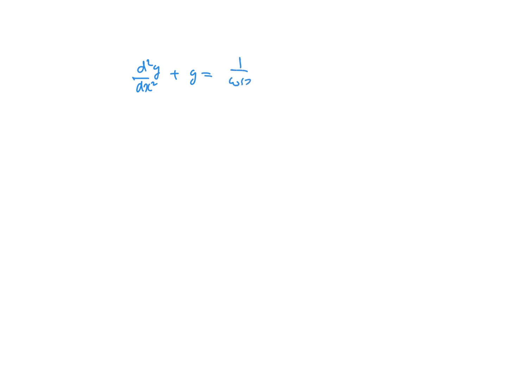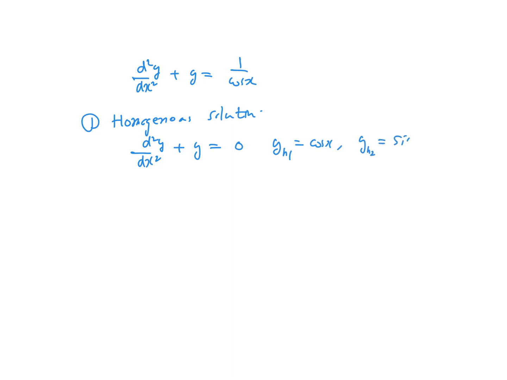Okay, 1 over cosine x. This is one of my favorite examples. You still need the time? So part 1, homogeneous. This case is easy, right? The equation is d squared y over dx squared plus y equals 0, so we have done this. So yh1 is cosine x, yh2 is sine x.